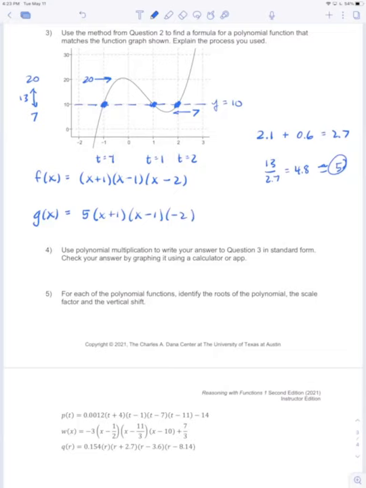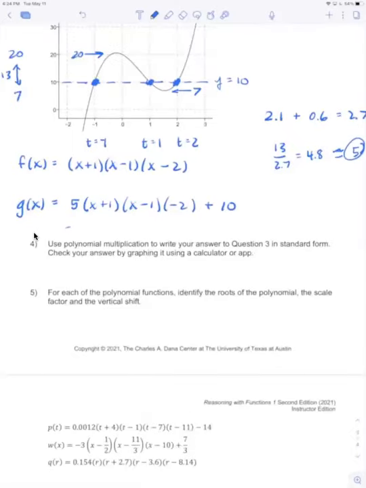Now we have to next add 10 to this. So there we go. Part 4, use polynomial multiplication to write your answer to question 3 in standard form. And then let's do this here. We're going to multiply this out. I'll just leave 5 alone for right now.